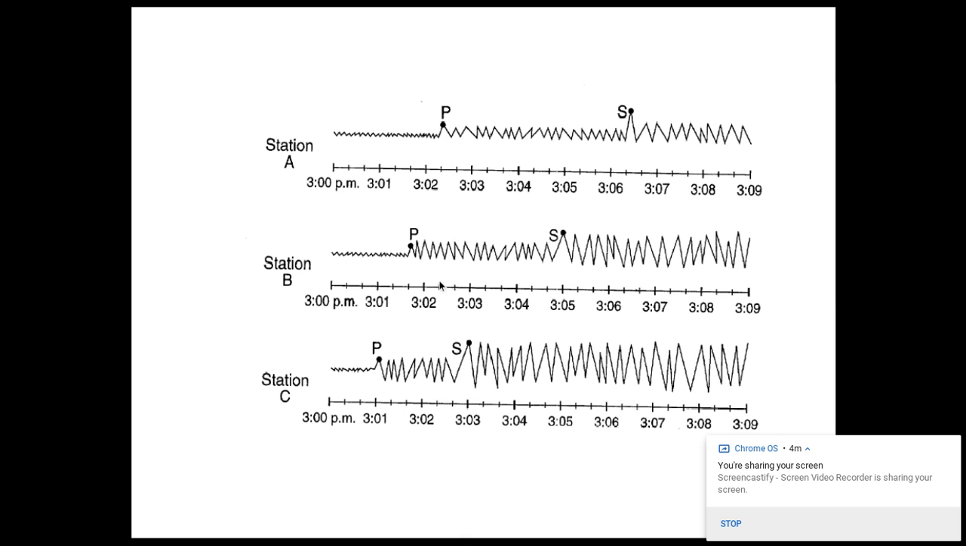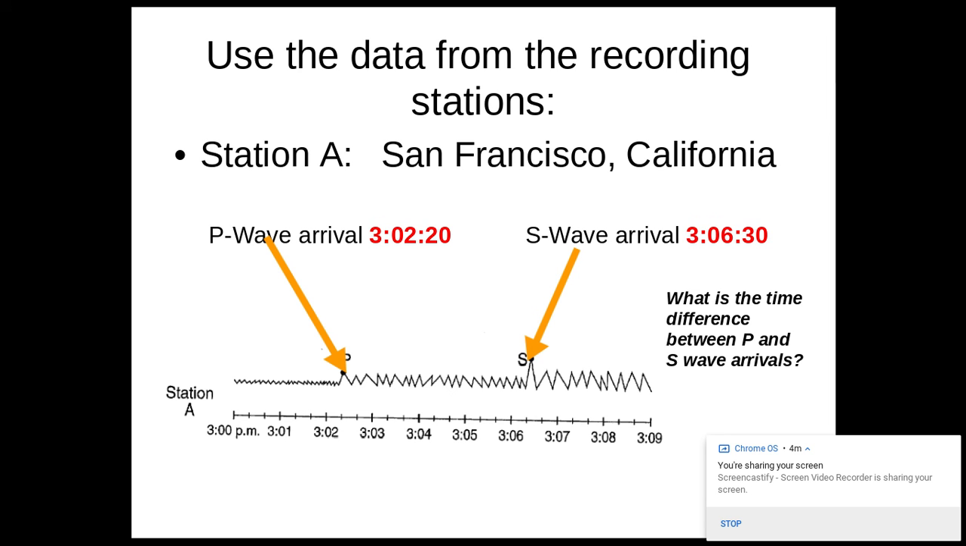Notice this station has a different arrival time for the P and S wave because it's a different distance. Same thing here. Different arrival time for the P and the S wave, and that's because it is a different distance. So what we do, oh, look, perfect: 3:02:20, 3:06:30. We subtract.